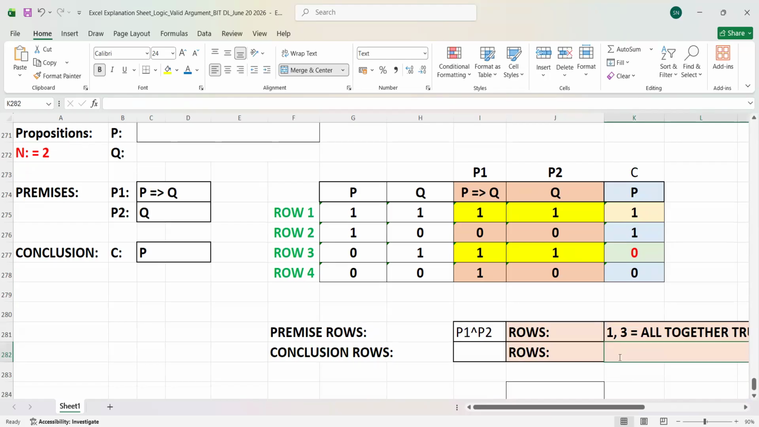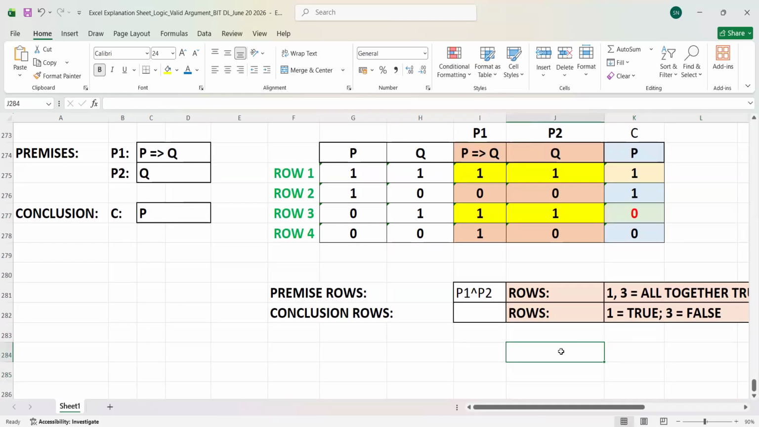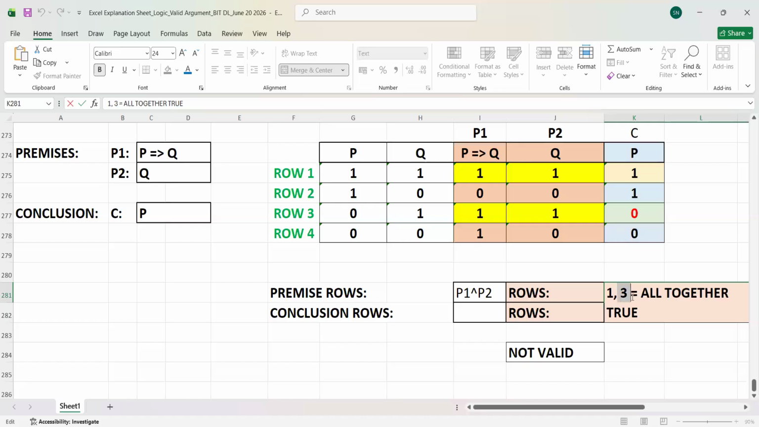You pick row 1 and check. Is row 1 for the conclusion true? And if you check, row 1 is true. Now go and check row 3. You see row 3, the conclusion is false. So when you write that row 3, the conclusion is not true but false, then you will realize that this statement will not be valid. It will not be valid because the second critical row for the premises happens to be false for the conclusion. That is why these statements are not valid.